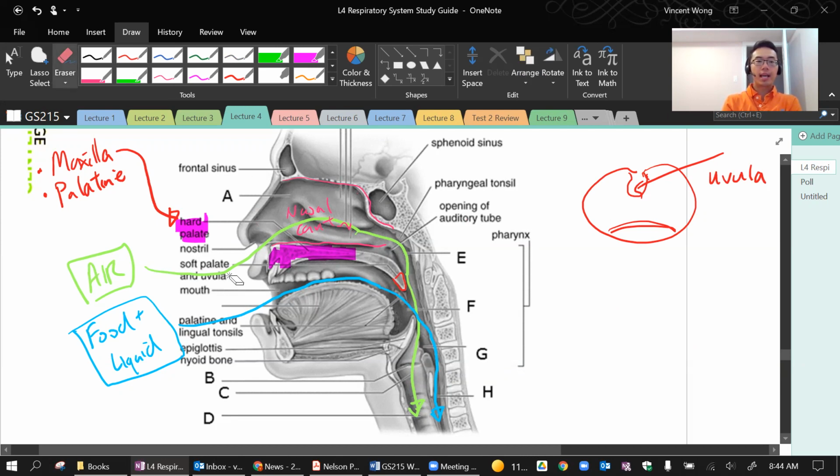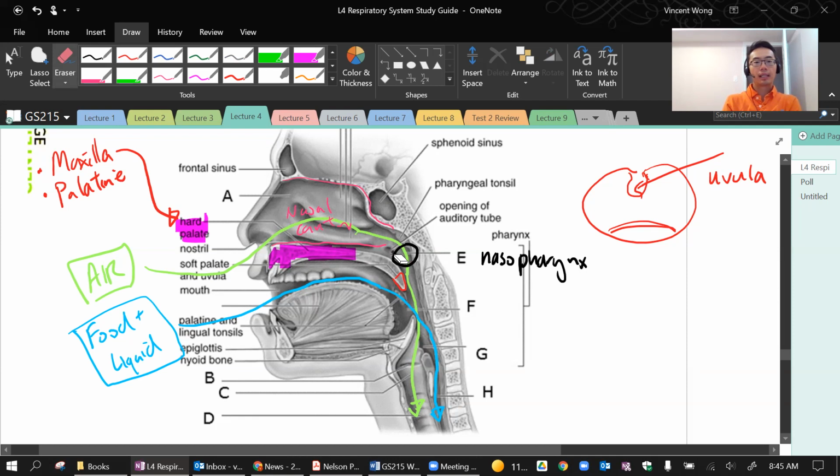Well, if it's the air that's going in, then it's going to go into the pharynx, the throat, through an opening here. So that's what E is pointing at, right? The opening. That opening is called the nasal pharynx. You're essentially entering the pharynx through the nasal cavity, right?